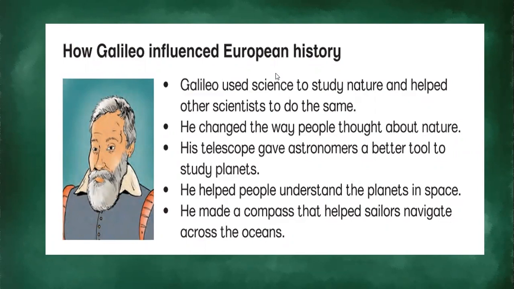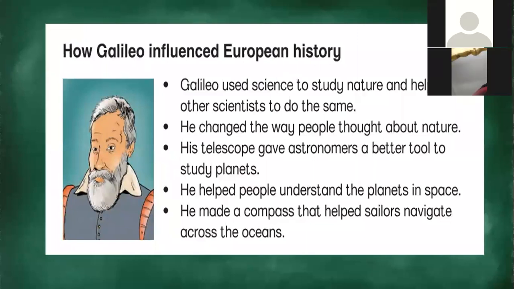How Galileo influenced European history. Galileo used science to study nature and helped scientists to do the same. He changed the way people thought about nature. His telescope gave astronomers a better tool to see planets. He helped people understand the planets in space. He made a compass that helped sailors navigate across the ocean.